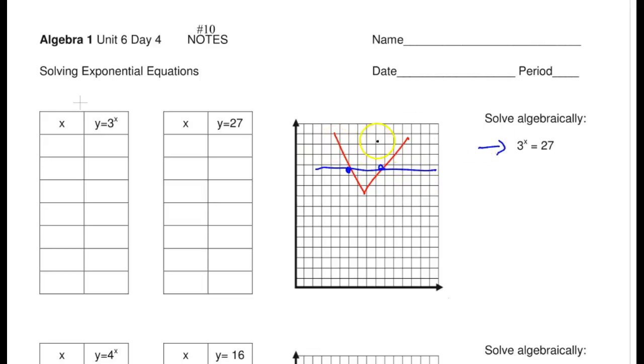So just remember, an intersection on a graph, where two things intersect, is the same thing as an equal sign when you're solving. So if you're trying to find out where it is equal, that means intersection. If we graph both of these and see where they intersect, that's going to be the same solution as this equation right here.